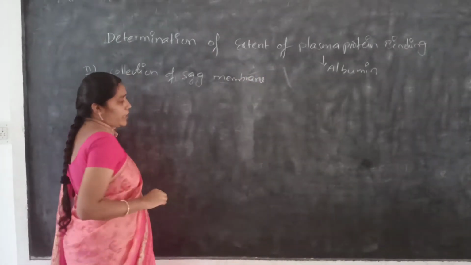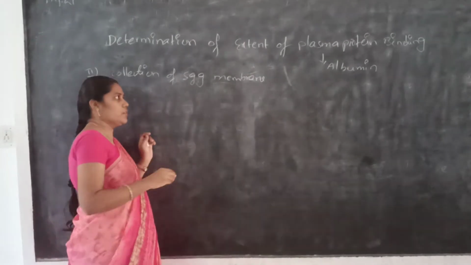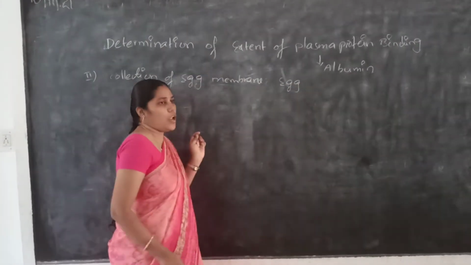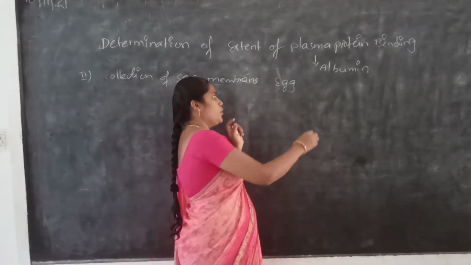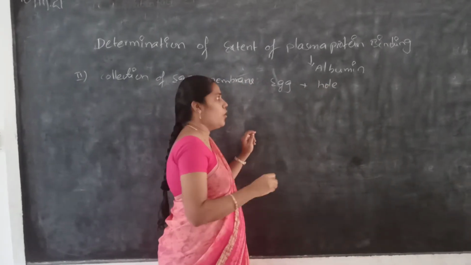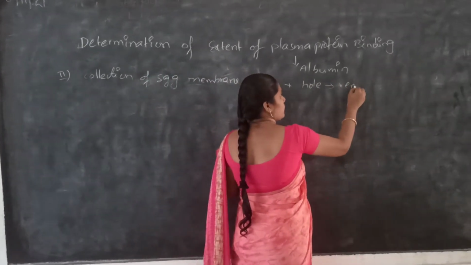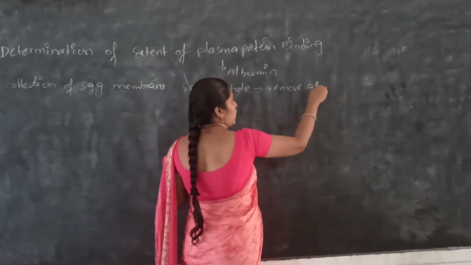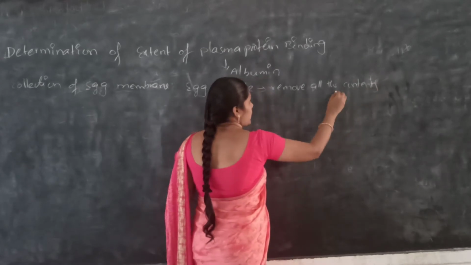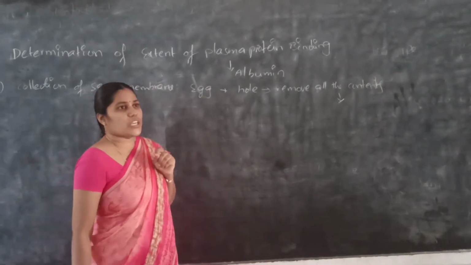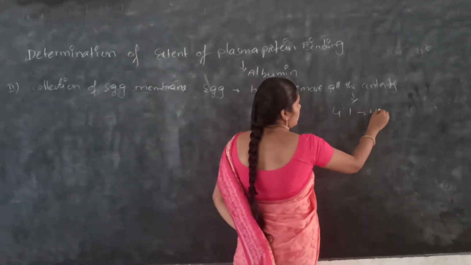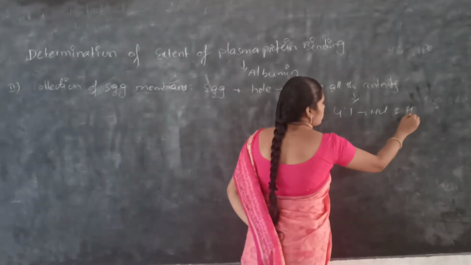For collection of egg membrane, we need to take an egg and make a small hole in that egg and remove all the contents, and then it is placed in a beaker which contains a 4:1 ratio of HCl and water.